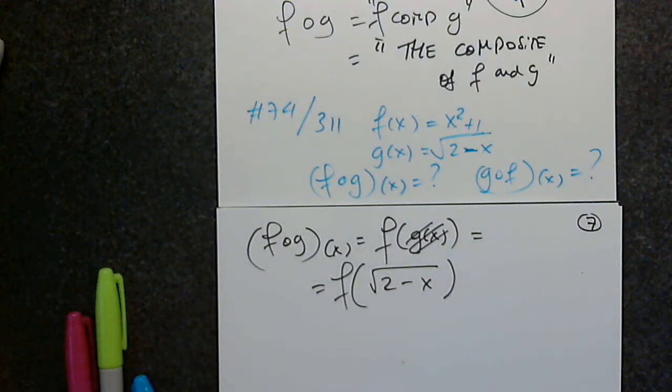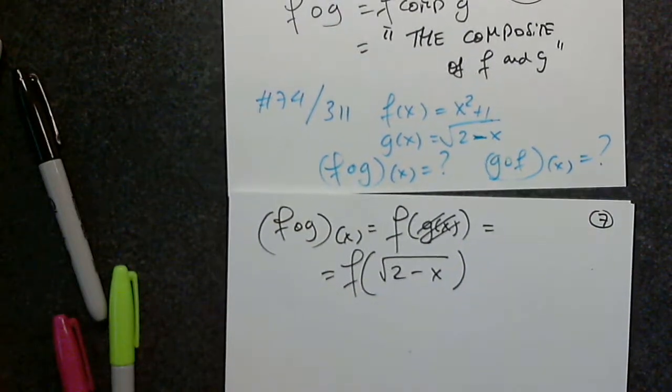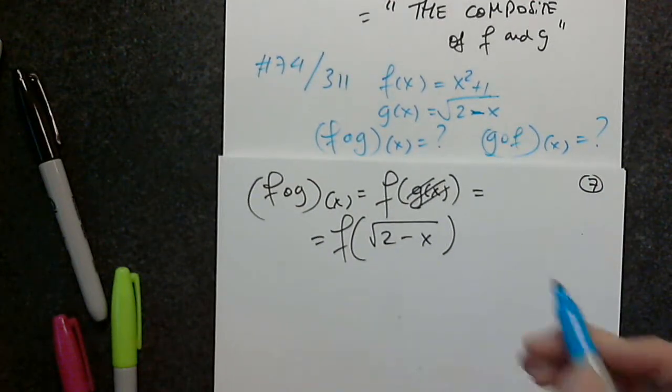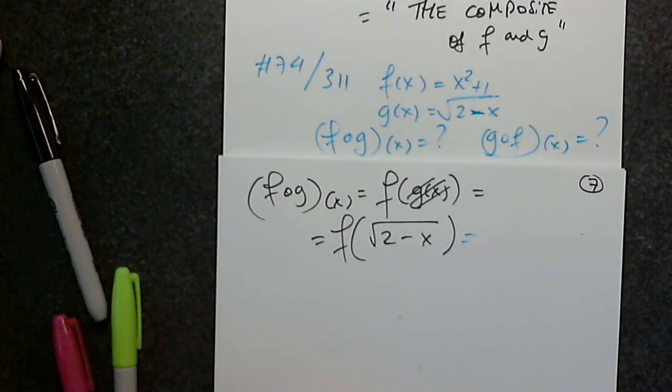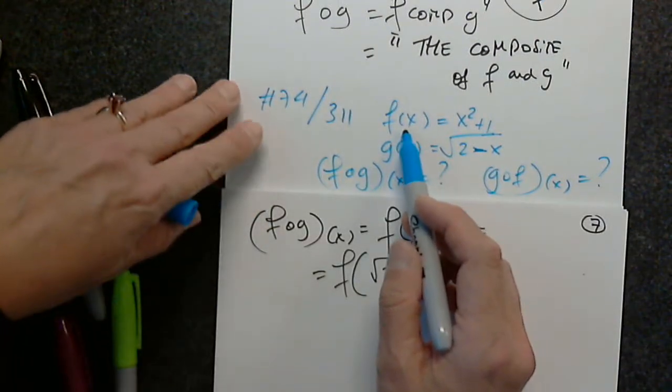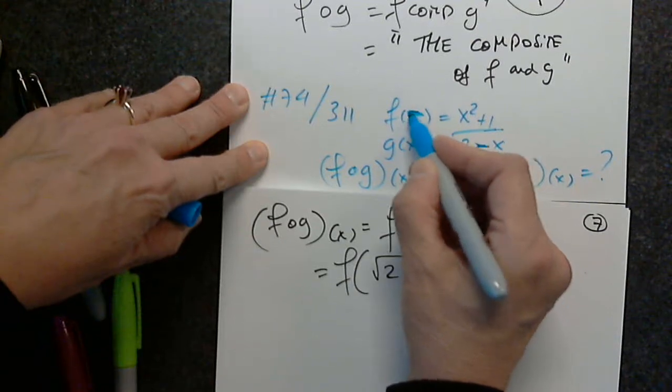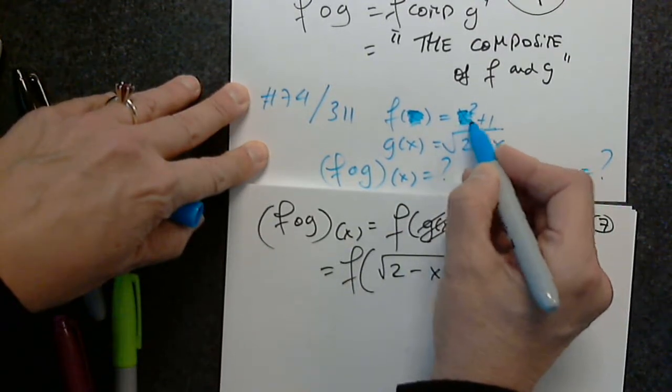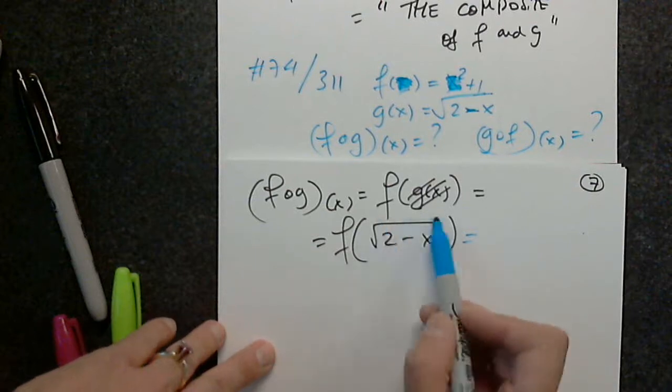And now I look at f. What does f say? F says blah squared plus 1. But this is my blah now. So please dictate what I should write, and if it's correct, I will write it. Careful. So f of blah equals blah squared plus 1. This is the blah now.